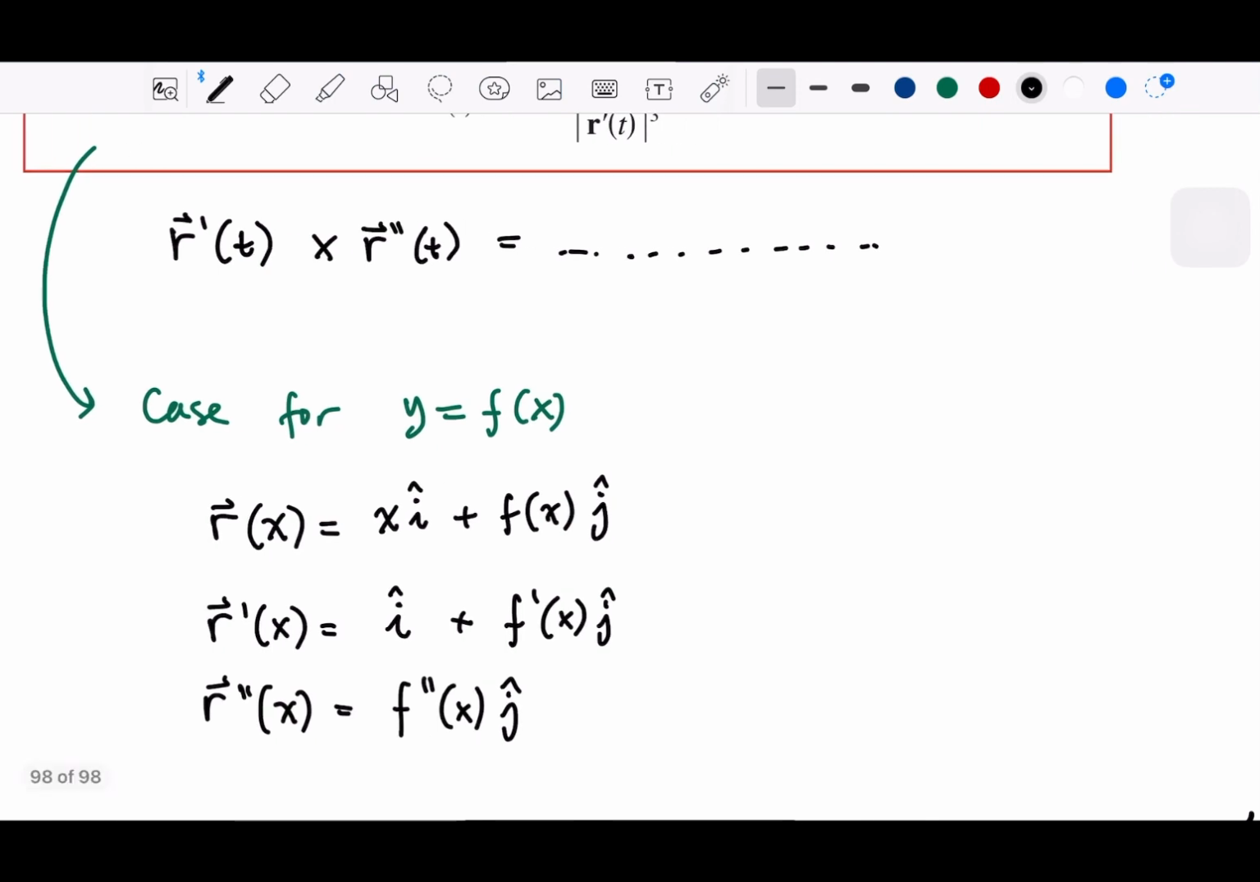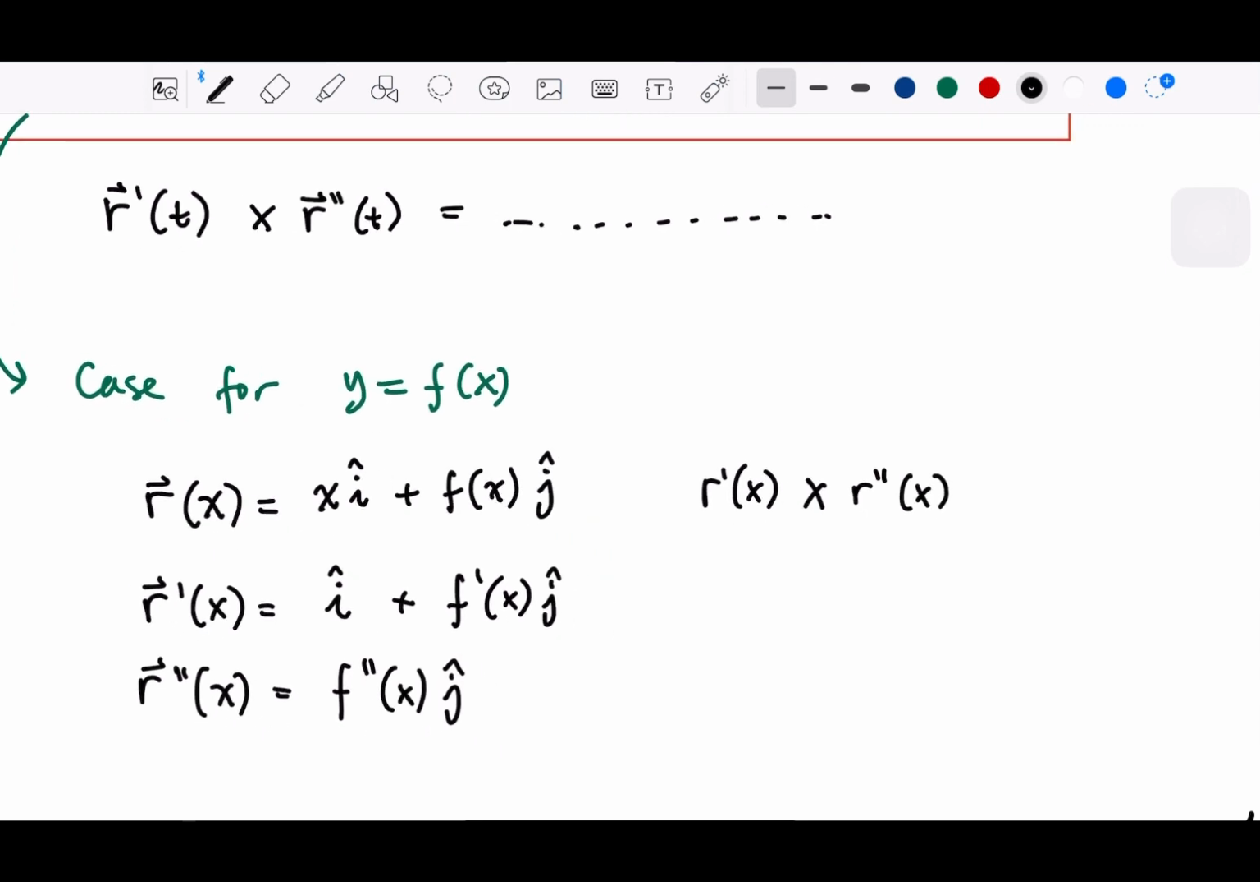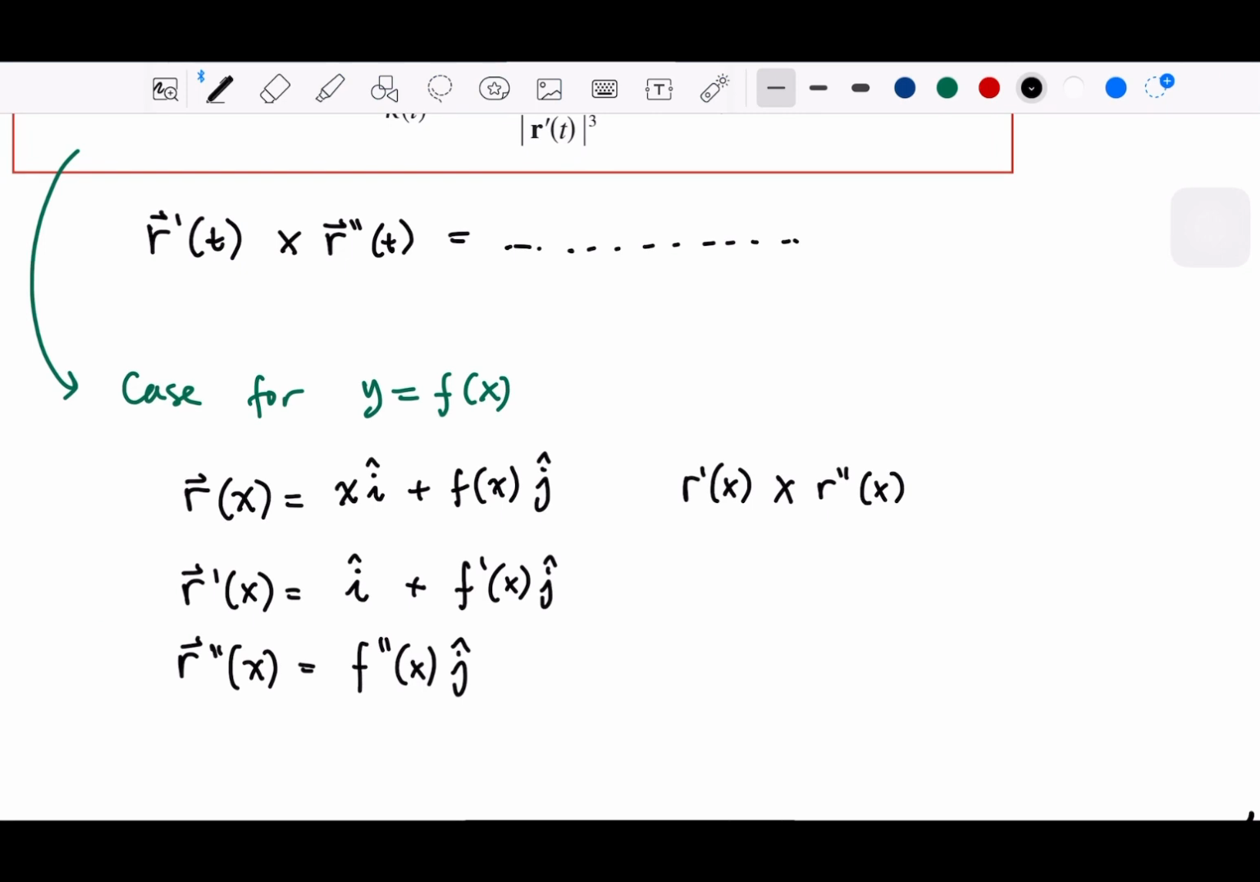Now taking r prime x cross r double prime x, okay, you will see that if we take these two, we go right here. So i, j, k; this is 1, f prime x, 0; this is 0, f double prime x, 0. You'll see at the end of the day, this will be just f double prime, but in k, right?